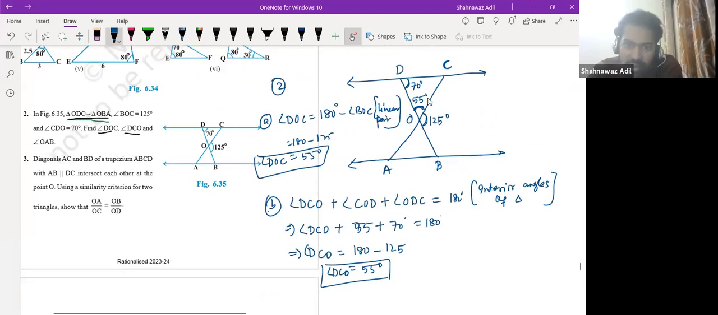So now what is the angle that we are to use? OAB. Right. In this figure, they have already told us that ODC is similar to OBA.